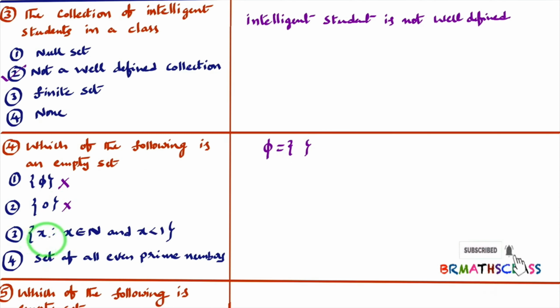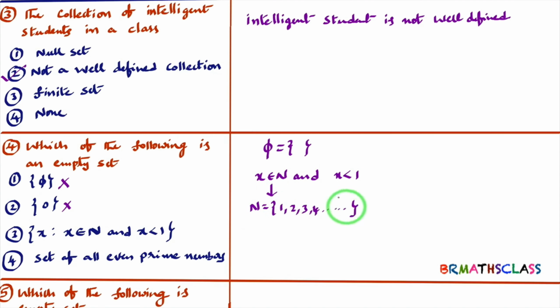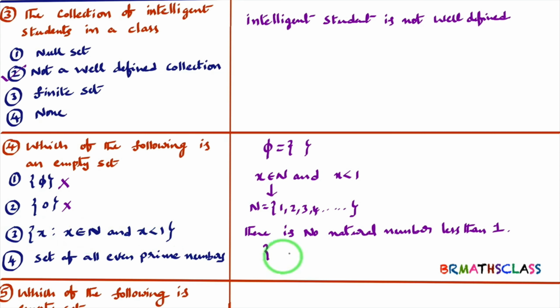Now see this third option. x such that x is a natural number and less than 1. Please tell me a natural number which is less than 1. We know that natural numbers start from 1, 2, 3, 4 like that. There is no natural number less than 1. So if you observe this third set, there is no natural number less than 1. That means if we write the roster form of this set, which is in set builder form, we won't get any element in this set. It tells us that this is the empty set.